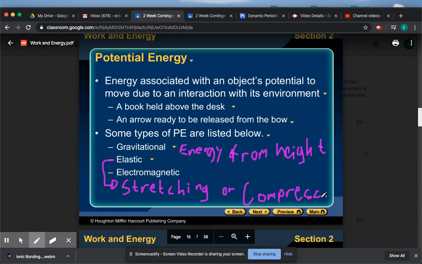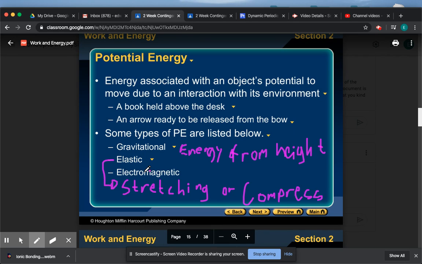So you can compress a string. You can also stretch a string. Rubber bands, you can stretch rubber bands. So that's elastic. In the arrow, you have to pull back the string on the arrow. The energy that you've put into the string is what's going to move the arrow when you let go. So that's elastic potential energy.